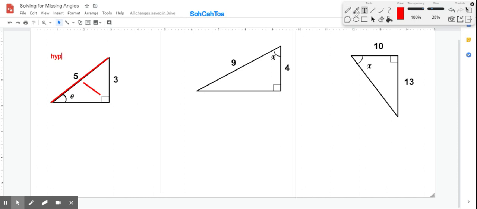Then we want to identify in relation to this angle. This is our angle of reference. We don't know what it is. It's theta right now. In relation to that angle, what is this side 3? So we want to determine, is that side 3 opposite or is it adjacent? Remember, opposite means across, adjacent means next to. So you can see that in this picture, the 3 is actually across the triangle. So it is opposite. All right, so this 3 is opposite.